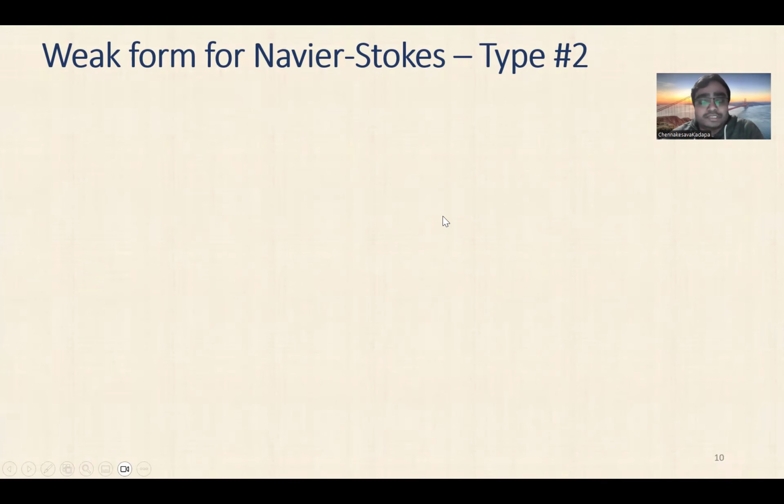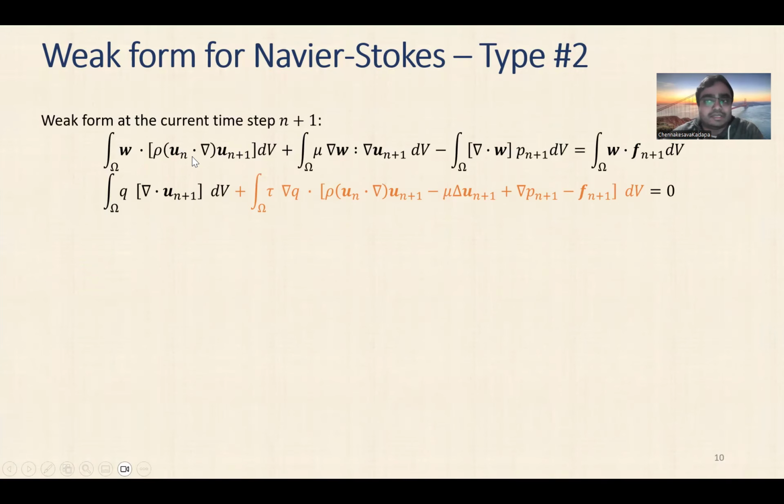Okay, in the type 2 stream, we approximate the convection term as this linear approximation. And this is our weak form for the Navier-Stokes equations using the stabilized formulation.